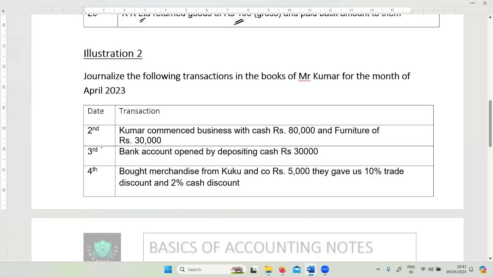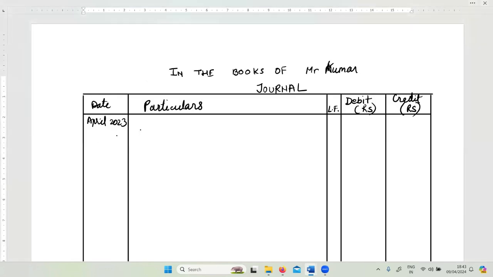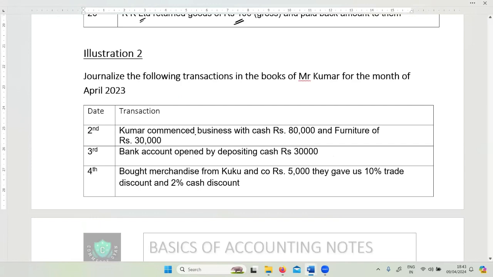And first transaction is happening on 2nd April. So I'm writing here 2nd. What is the transaction? Kumar commenced business with cash and furniture 30,000. So 3 accounts here are furniture, cash, and basically Mr. Kumar's capital account. So let's write this transaction.